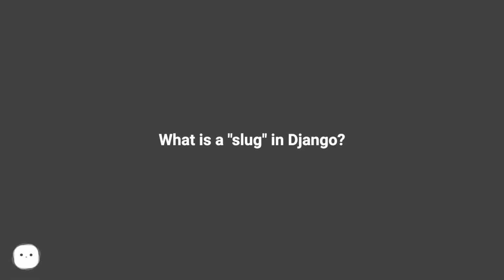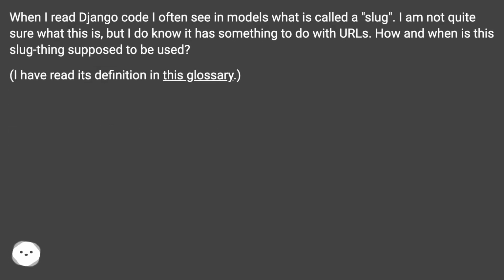What is a slug in Django? When I read Django code, I often see in models what is called a slug. I am not quite sure what this is, but I do know it has something to do with URLs. How and when is this slug thing supposed to be used?